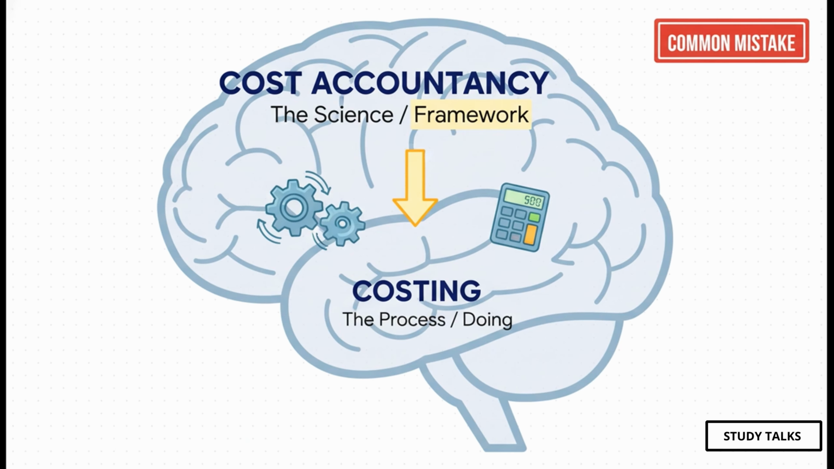And now for the big one, the one that trips everybody up, cost accountancy. Please listen carefully, because this is a classic spot to lose marks. If costing is the process, then cost accountancy is the whole science and art behind it. It's the application of all the principles, methods, and techniques of both costing and cost accounting. Its goal is to control costs and figure out profitability. So, to be super clear, costing is the doing, but cost accountancy is the entire framework, the science that tells you how to do it right.